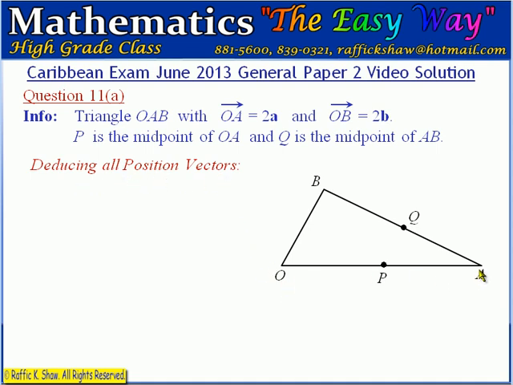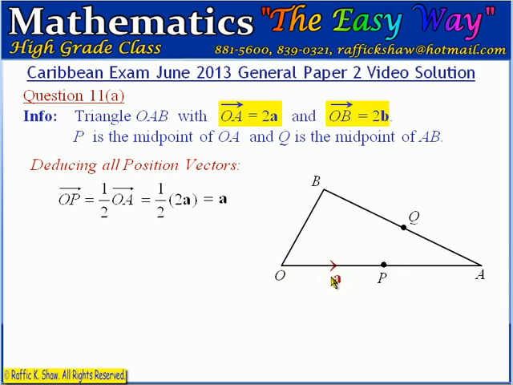Firstly, we are given the position vector of A, that's OA, and we're also given the position vector of B. So we already have the position vector for each of these 2 points, A and B. Now we want the position vector of P and the position vector of Q. We're told that P is the midpoint of OA, and therefore the position vector of P, OP, is half of OA. We know OA is 2a, and so the position vector of P is half of 2a, which is a, and we can show vector OP on the diagram.